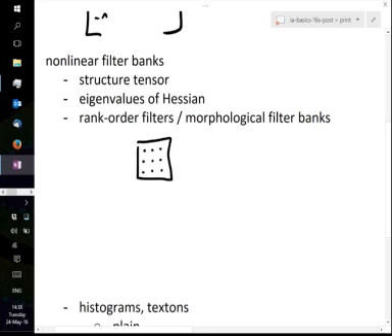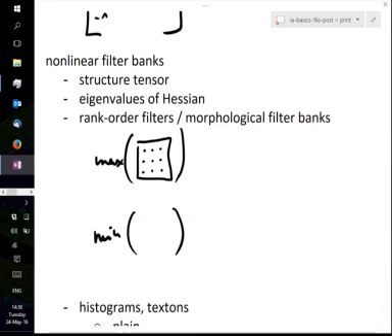So I'm showing here a raw image with a 3x3 neighborhood. For example, I can ask, what is the maximum value of these 9 pixels? Or I can ask, what is the minimum value of these 9 pixels? If you think of your gray value image as a surface, then this finds something like the upper and the lower envelope.